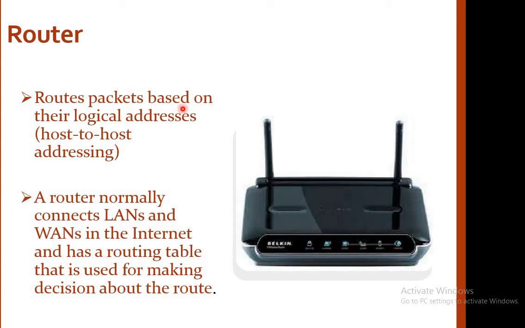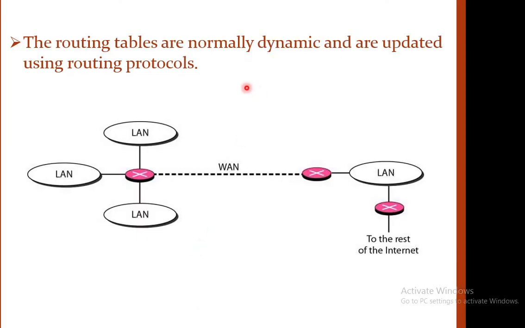And the last is routers. Router packets. Now the router is what we have seen in our offices or in colleges. So this is the physical appearance of a router. The router routes packets based on their logical address, host to host addressing. A router normally connects LANs and WANs. LAN is local area network and WAN is wide area network, like the internet, and it has a routing table that is used for making decisions about the route. The routing tables are normally dynamic and are updated using a routing protocol.